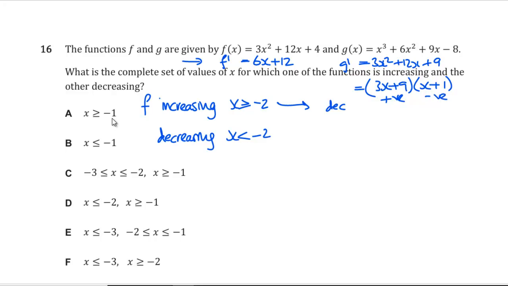So we can't go as far as -1. Well, we can go as far as -1 and then we're stuck with it. So we need to be between -2 and -1. That's what we need for that one.